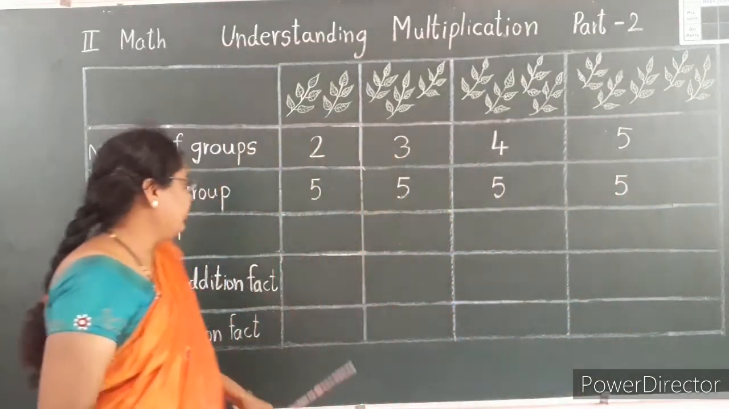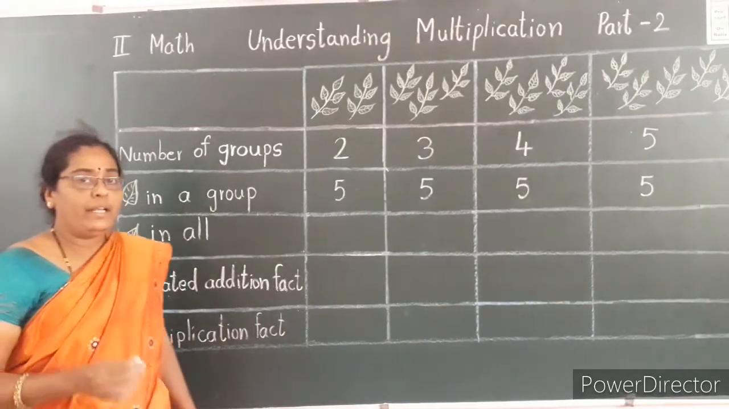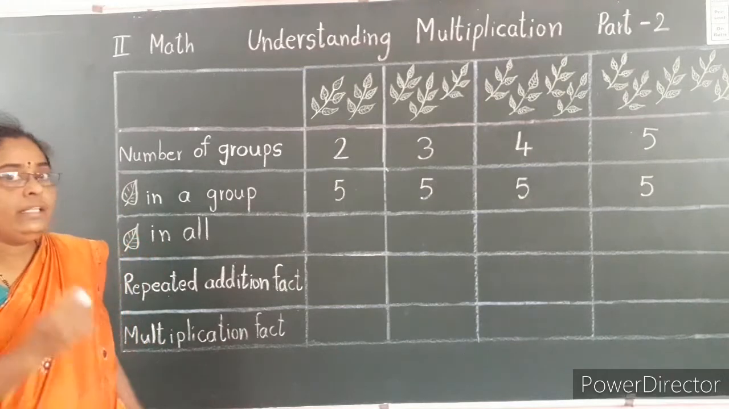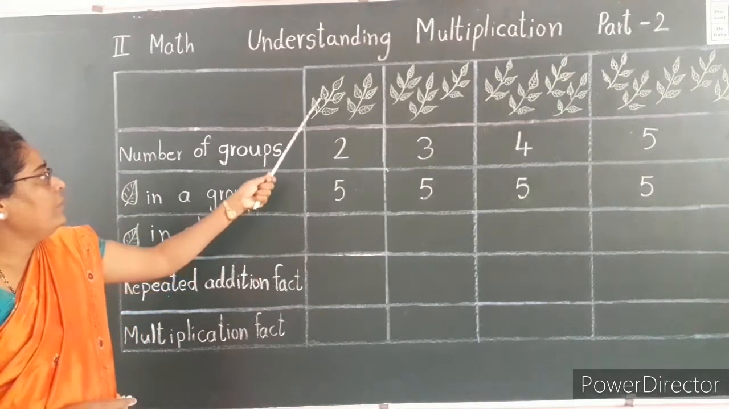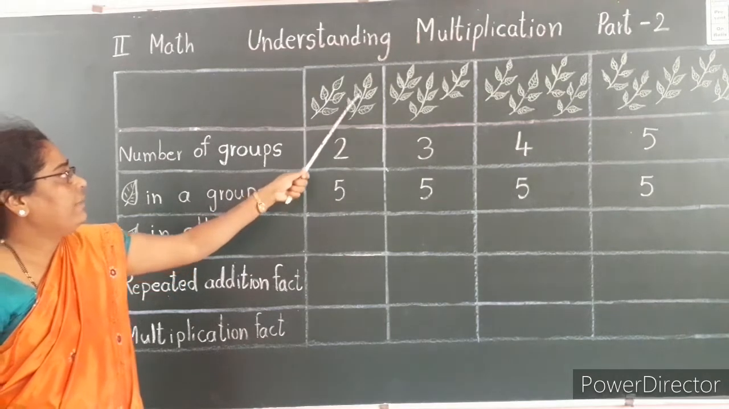Let's move to another one. That is leaves in all. Altogether, how many leaves in one group? Here, 1, 2, 3, 4, 5, 6, 7.